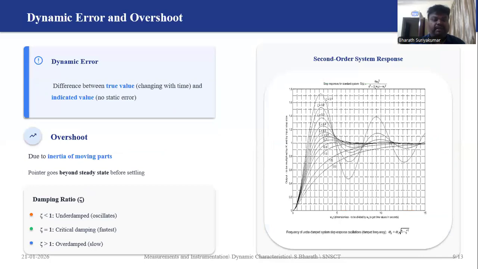What are dynamic errors? The difference between the true value changing with respect to time and the indicated value, with no static error, is called a dynamic error. Overshoot is due to the inertia of the moving parts. The pointer goes beyond the steady state before settling. If the damping ratio is less than 1, we call it underdamped. If it is equal to 1, we call it critically damped. And if it is greater than 1, we call it overdamped.